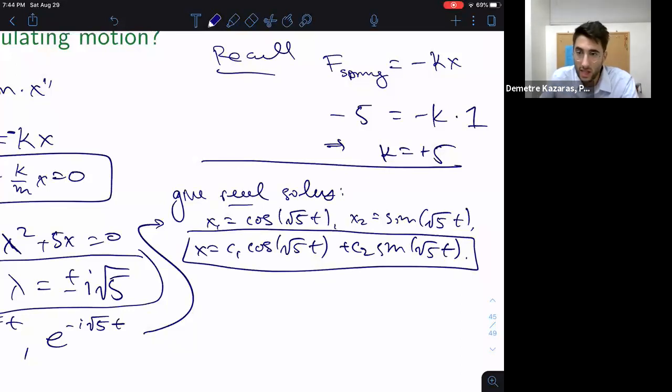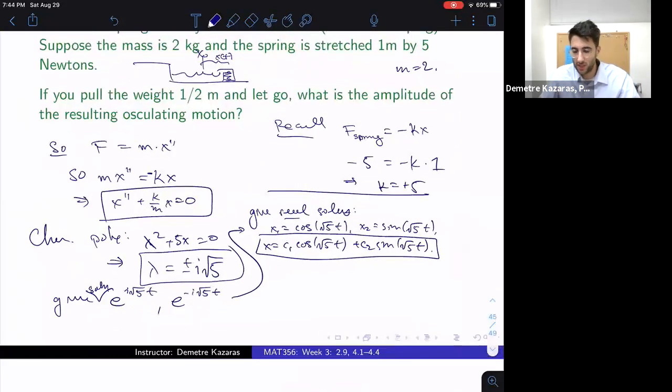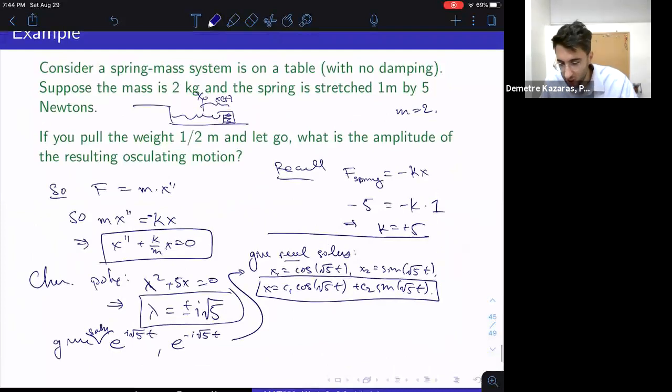Let's figure out what the constants are, because it's a real physical system. We should be able to figure out what the exact formula is. So what are the initial conditions? We pull the weight back and then let it go. So the initial condition is x at time 0 is equal to a half. And then I just let it go. I'm not pushing it or anything like that. So its initial velocity is 0.